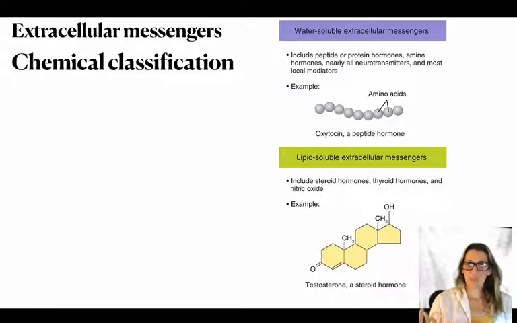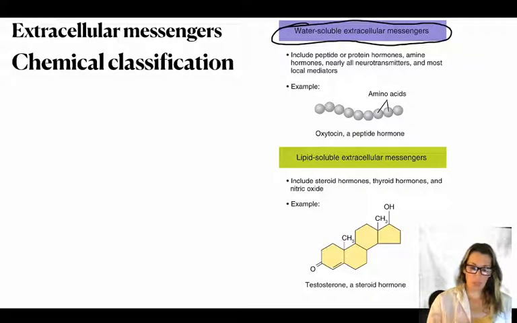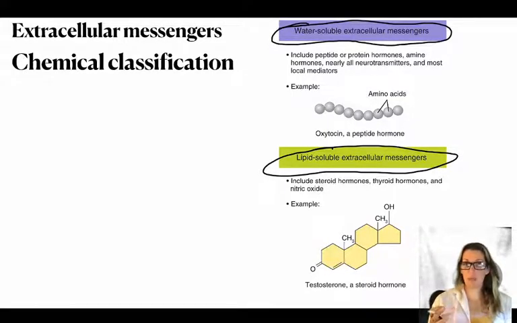So how do we classify them chemically? And then this hopefully sounds familiar. We have water-soluble extracellular messengers, and then we have lipid-soluble extracellular messengers. This probably sounds a little bit familiar from when we were talking about the chemical composition of our bodies. Water-soluble and lipid-soluble. And if we think about what things can pass through the membrane, we're going to come back to this. Think about it: if it's lipid-soluble, can it pass through the lipid bilayer? If it's water-soluble, can it pass through the lipid bilayer? Which of these things is going to be passing through the lipid bilayer?